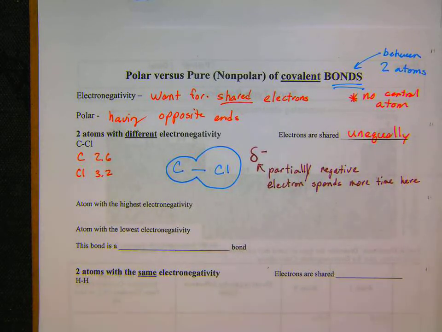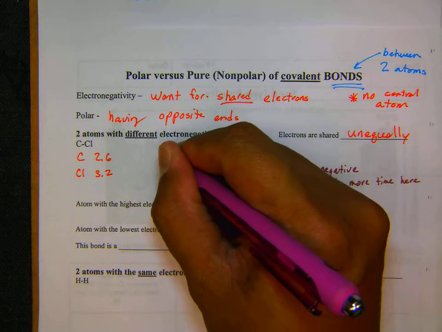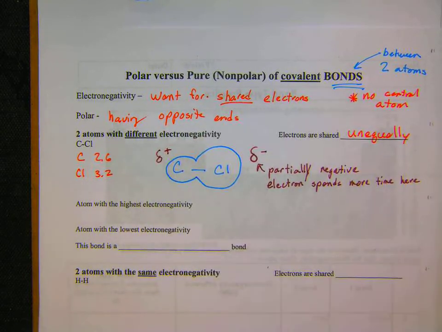And that's what's making it partially negative. Now, on the other side, since the electron is not there all the time, this is going to be partially positive. Okay?